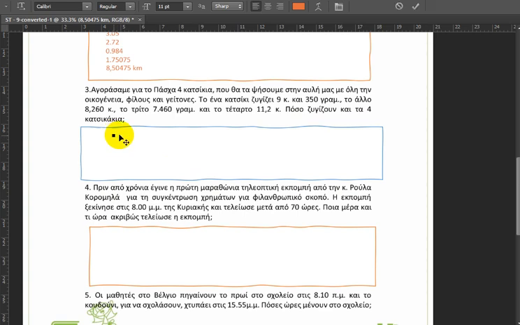So let's turn all of this into kilograms. So we have the first one, which is 9.35, and the second one, which is 8.26, and the third one, which is 7.46, and the last one, which is 11.2. So we need to move all of them a little bit to make it so that the decimal points are correct.